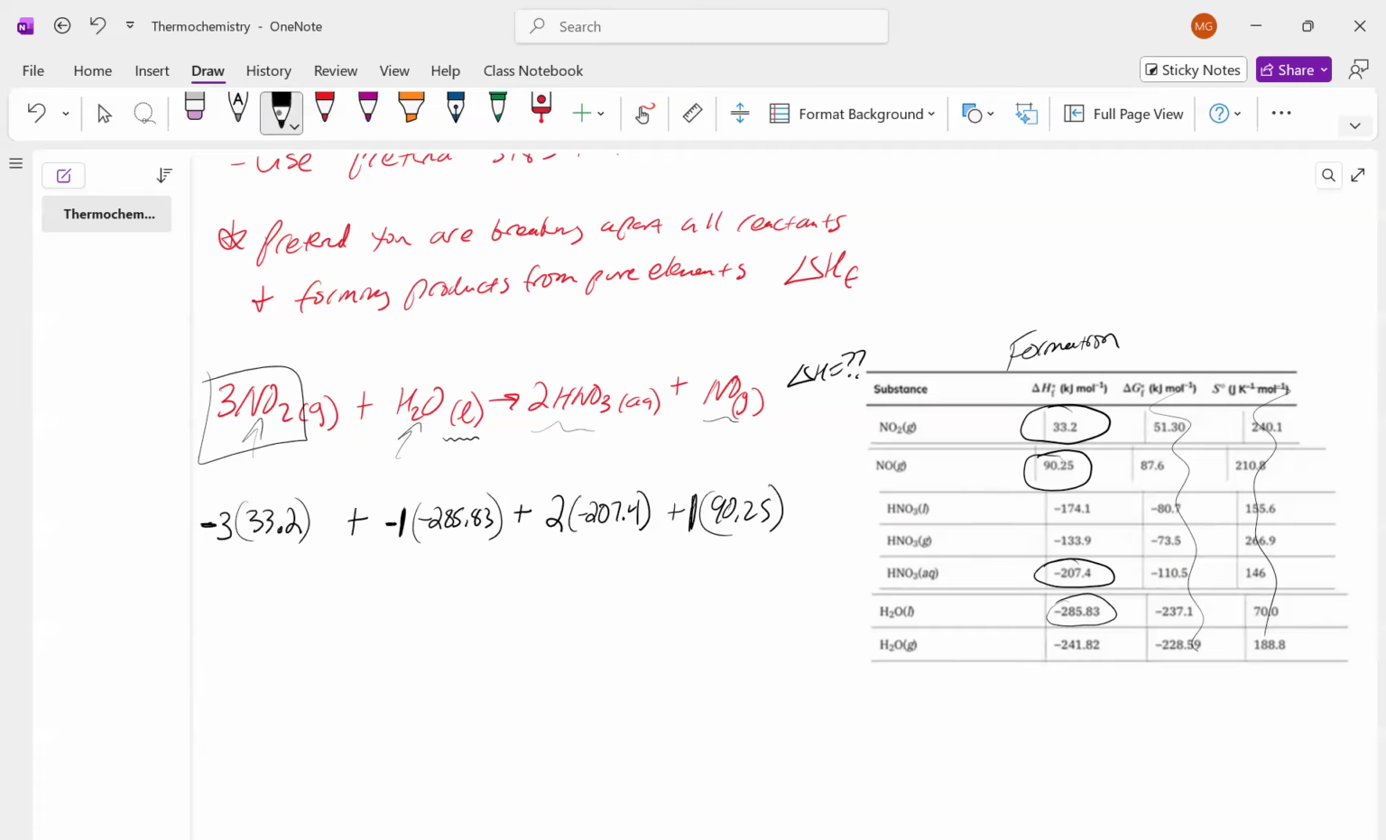So I change the signs of the reactants, or I basically multiply it by a negative, if you want to look at it that way. I don't change the sign of the product. And all I have to do now is just add all of these up. So negative 138.3 kilojoules per mole. And there's my delta H for the reaction.